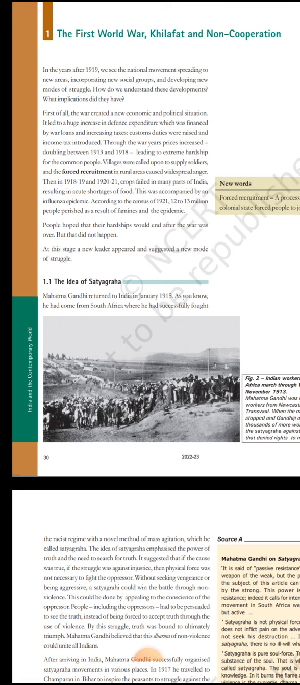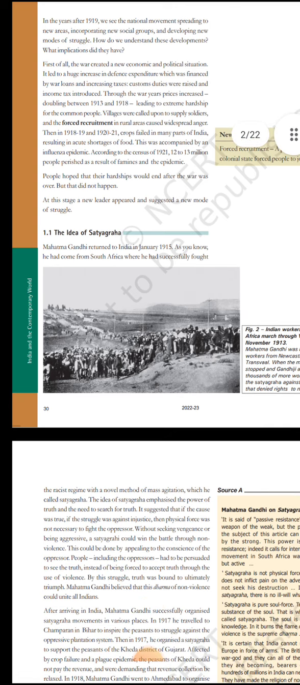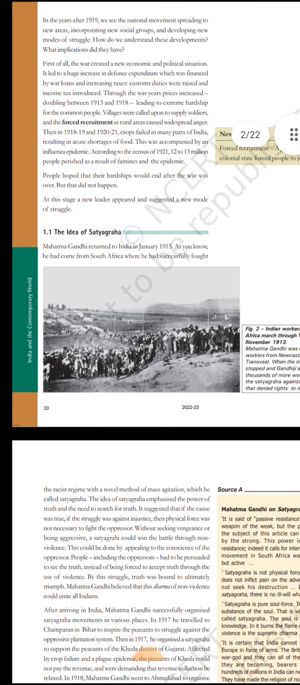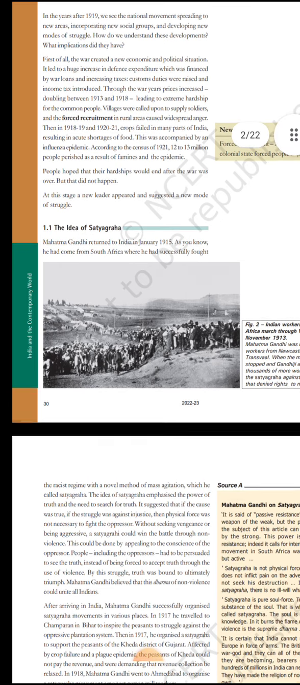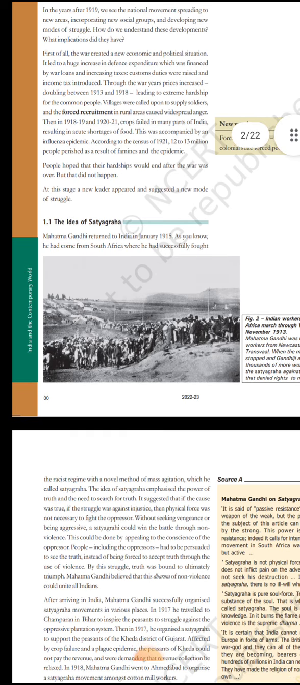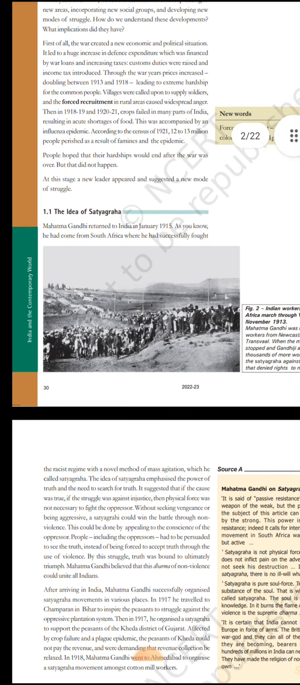Also here, in 1917, Gandhiji traveled to Champaran in Bihar. And why? What was the purpose? To inspire the peasants to struggle against the oppressive plantation system. And in 1917, he supported the peasants of Kheda district of Gujarat. And in 1918, Mahatma Gandhi went to Ahmedabad to organize the Satyagraha movement of cotton mill workers.